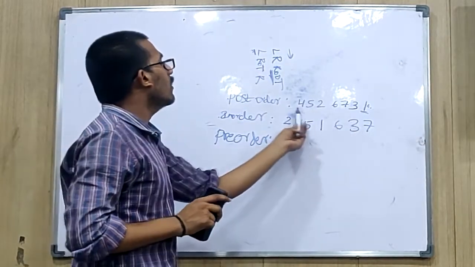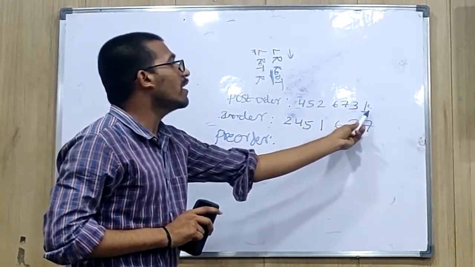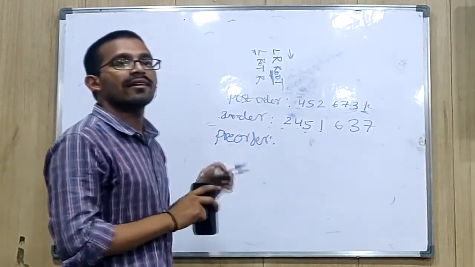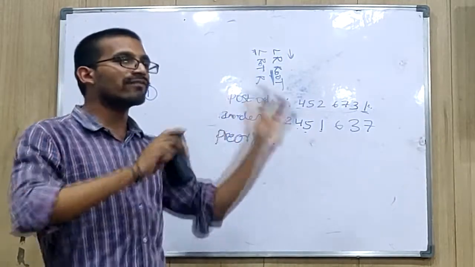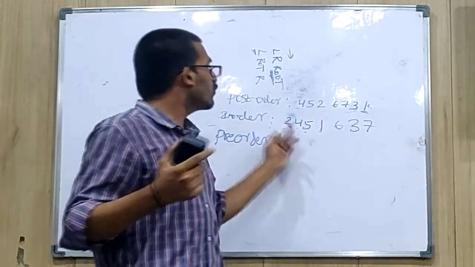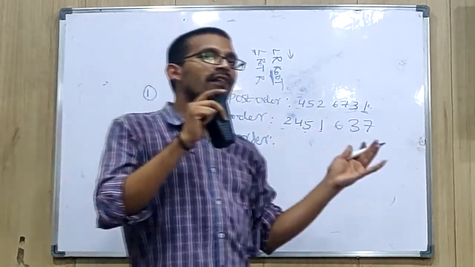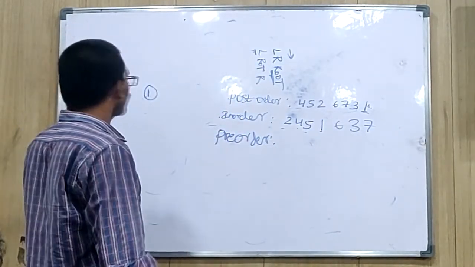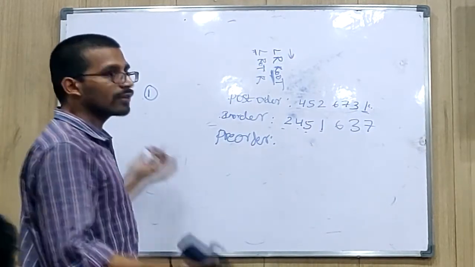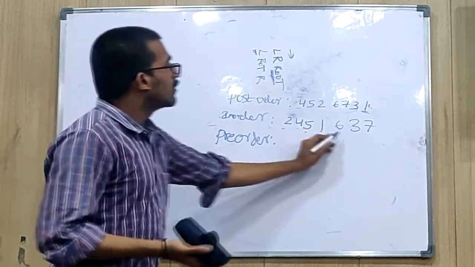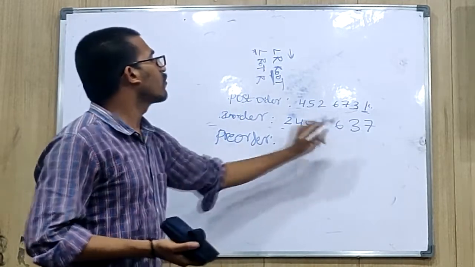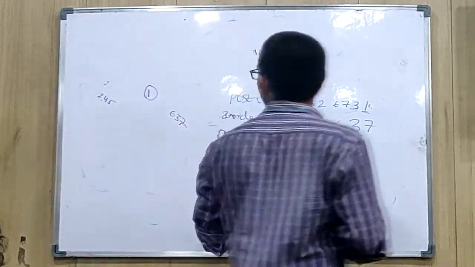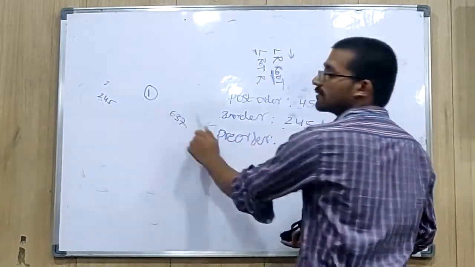Before that we have all values. Check where 1 is there in in-order. Before 1, 2, 4, 5 is there. Means it is in-order, means left, root, right. So 2, 4, 5 is the left subtree of the root node, right? Left subtree means here we have 2, 4, 5 kept aside. We can't construct a tree yet, right? These are the right subtree of 1: 6, 3, 7. It's a very, very important question. 2, 4, 5, 6, 3, 7.